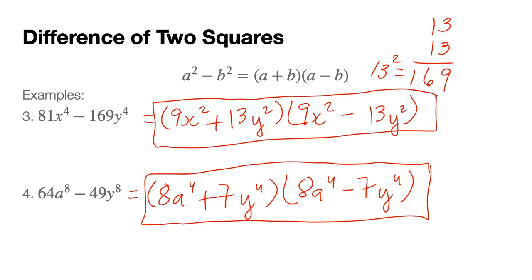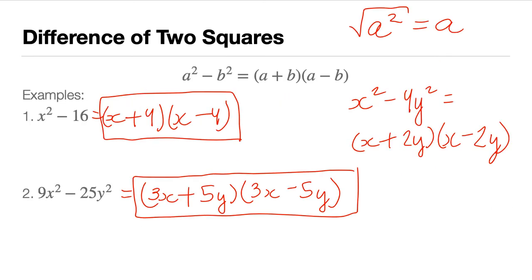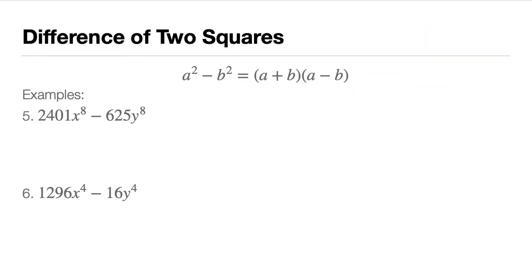Okay, here. So for number 5, we have 2401x raised to 8 minus 625y raised to 8. So this is quite challenging, but let's do this. It's quite difficult to find the square root of 2401. It needs some testing to get its square root.